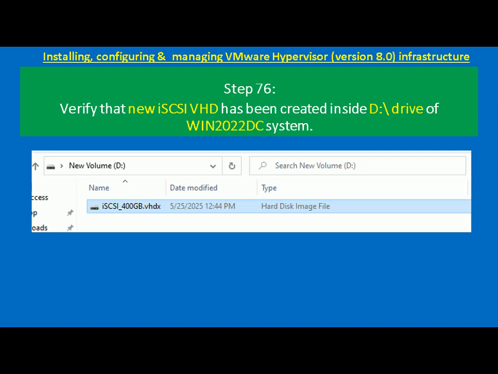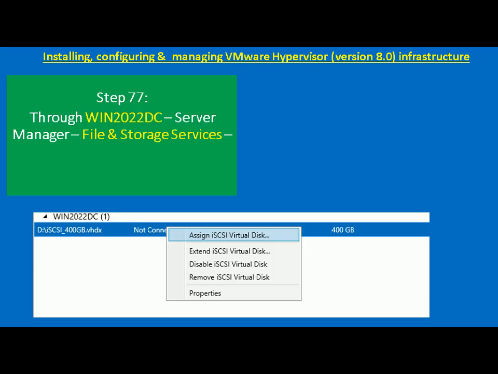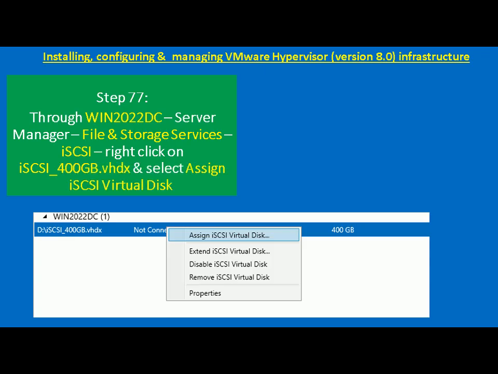Okay, so this has been completed. So next step is, now we need to create one iSCSI virtual disk. So through Windows 2022 DC System Server Manager, File and Storage Services, iSCSI. Right click on iSCSI 400 GB VHDX and select Assign iSCSI Virtual Disk. Okay, so we will go step by step.